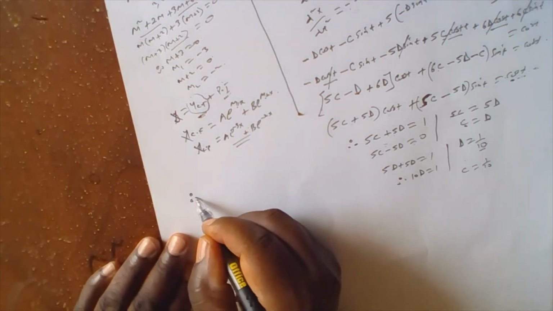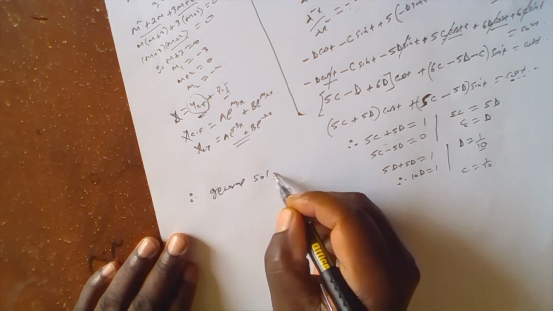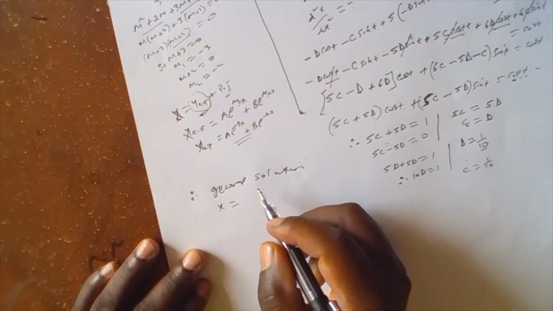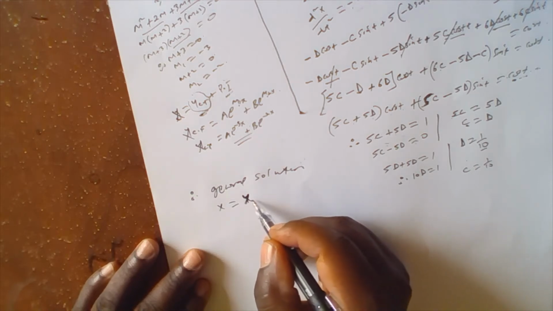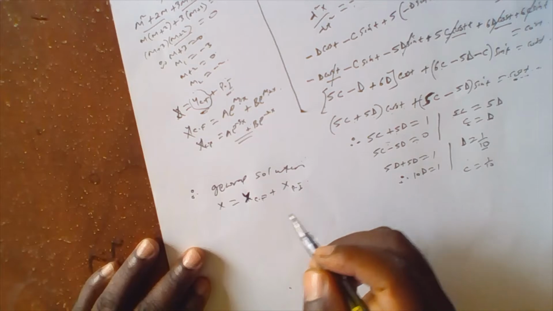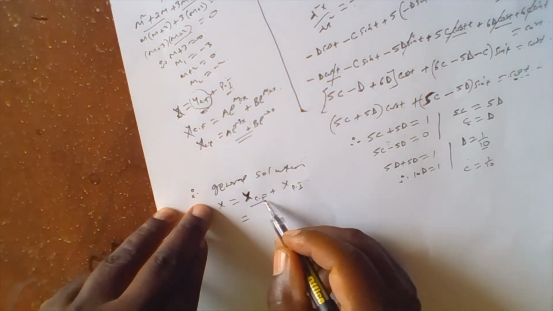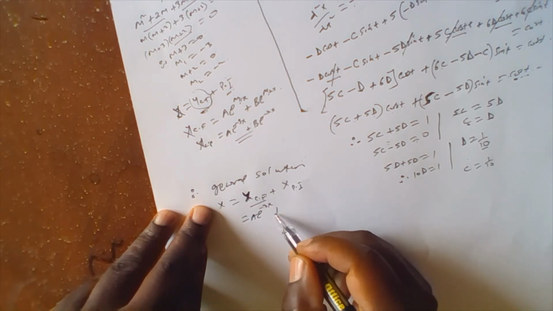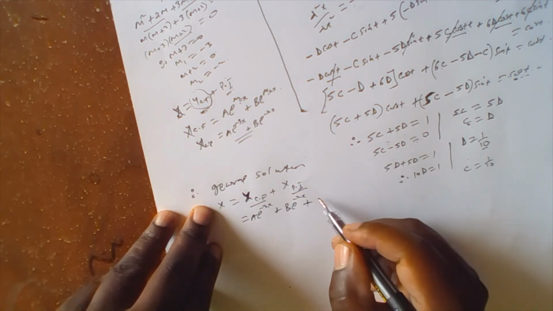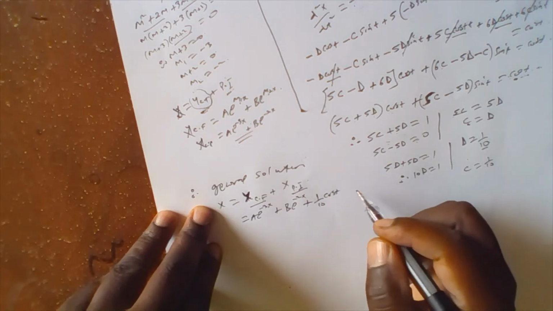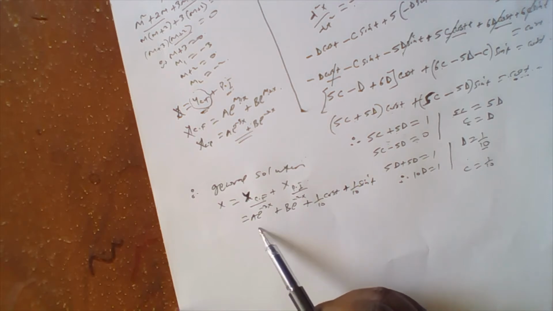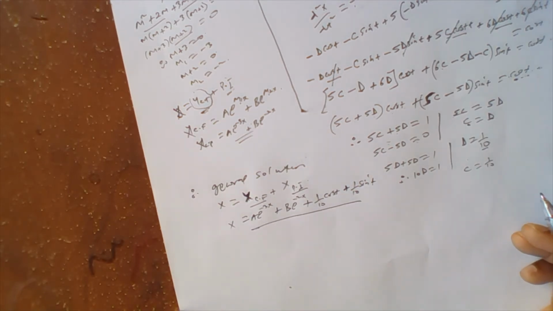Therefore, our general solution, we know the general solution is given by x equals the complementary function plus the particular integral, which equals a e to the power minus 3t plus b e to the power minus 2t, plus the particular integral, which is 1 all over 10 cos t plus 1 all over 10 sine t. Now this is the general solution.